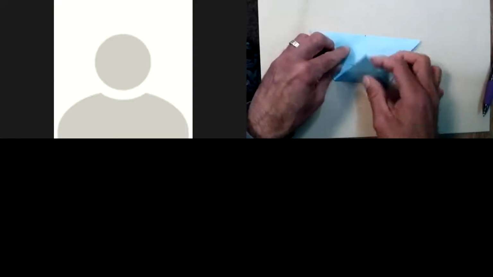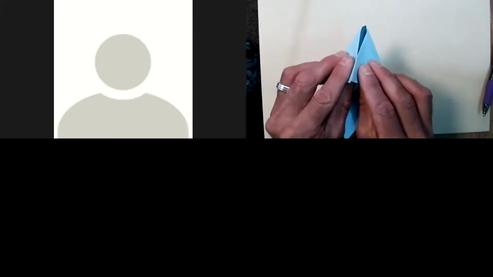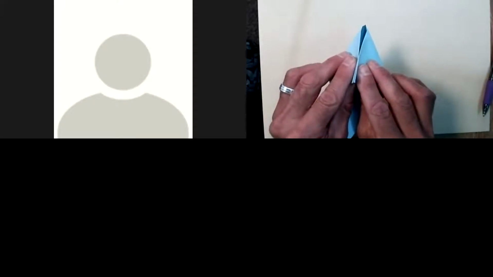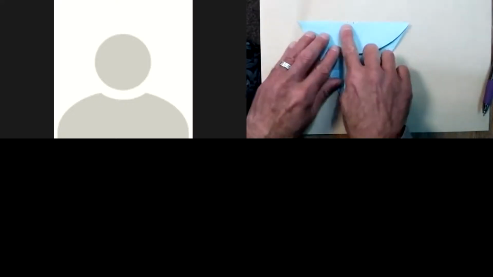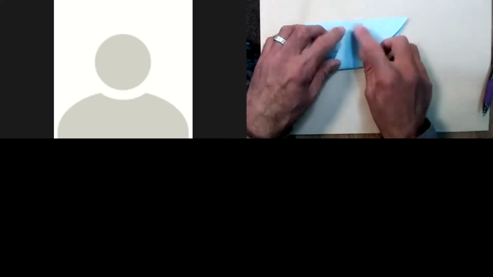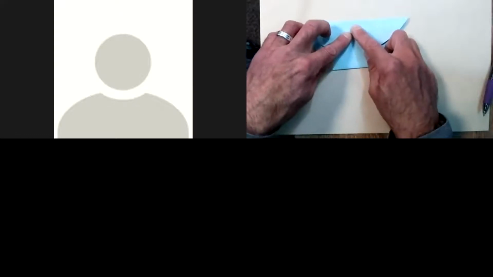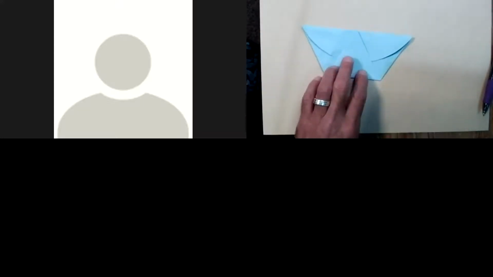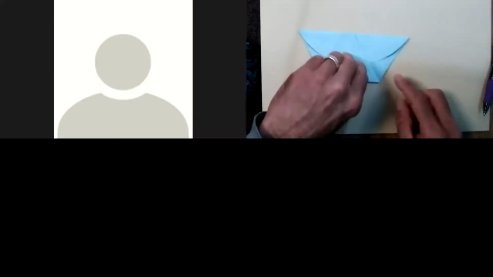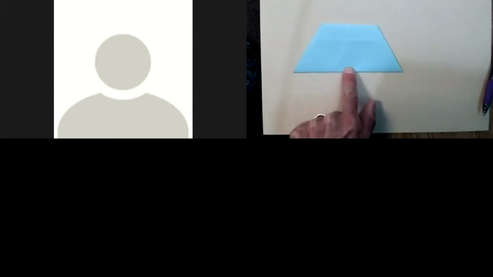Okay, so again, I had to mark the center by making the vertices meet, crease to get that middle, and then mark it. Then from that edge, I took the opposite vertex, touched the center of that edge, and made a crease. So I've made a new shape here. This shape right here, I'm going to flip it over this way, has 1, 2, 3, 4 sides. It's no longer a triangle.